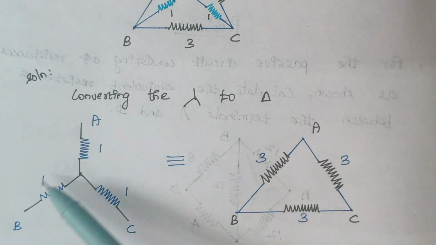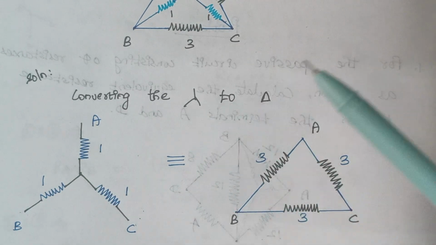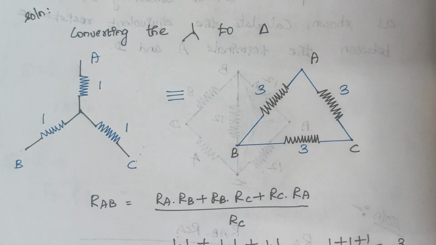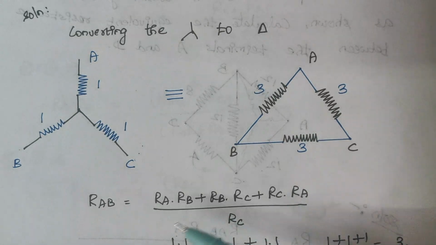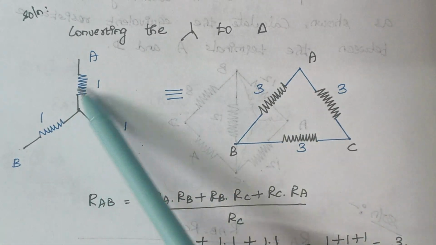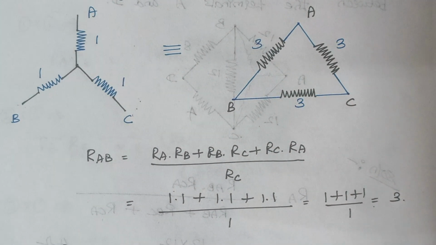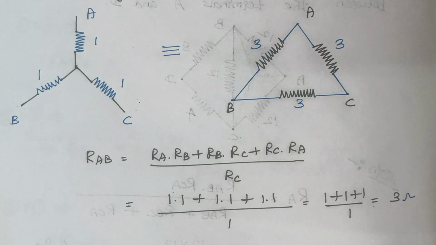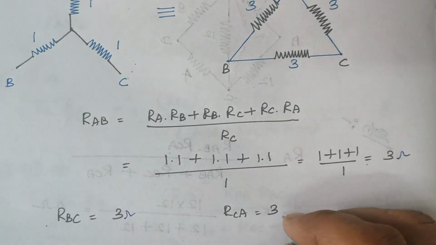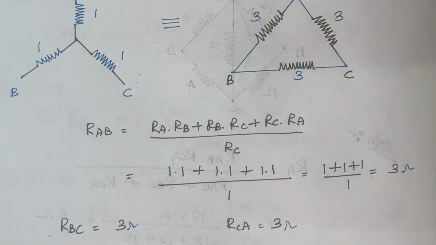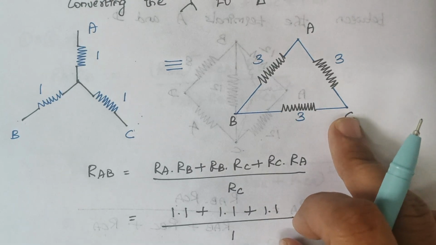As we all know, delta means we need to calculate the resistance RAB, RBC and RAC. So here you see the formula is RA into RB plus RB into RC plus RC into RA divided by RC. Here everything is of 1 ohm. So just substitute it. So here the value of RAB is 3 ohms here. Similarly, RBC is also 3 ohm and RCA is also 3 ohm. Right. Now the star has been converted into delta.